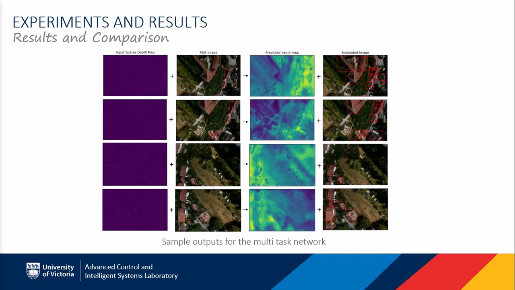Here is the input-output visualization of the network. Sparse depth maps of low density and RGB images are processed by the network to generate detected targets and denser depth maps.